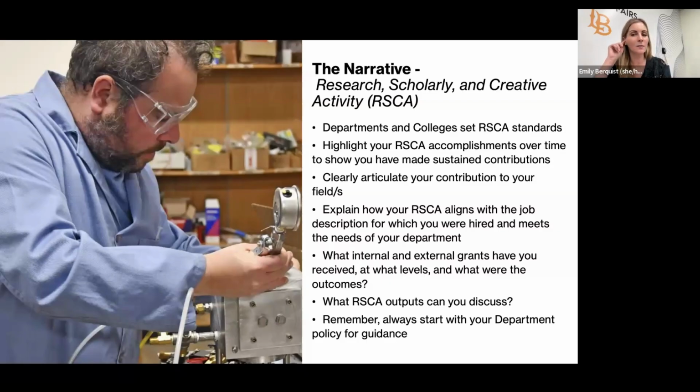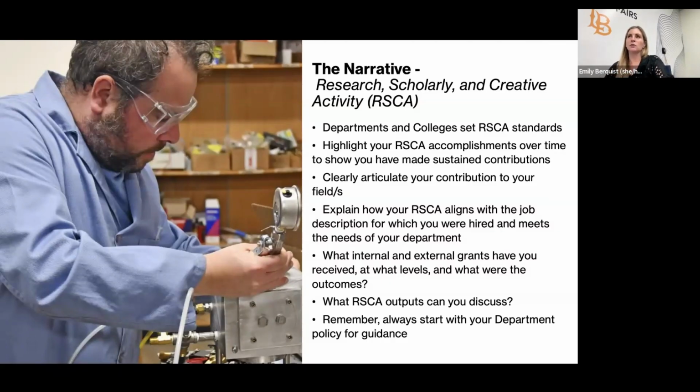Another thing you're going to want to think about is explaining how your RISCA aligns with the job description for which you were hired and how your RISCA meets the needs of your department. So you're hired to teach a specific thing.